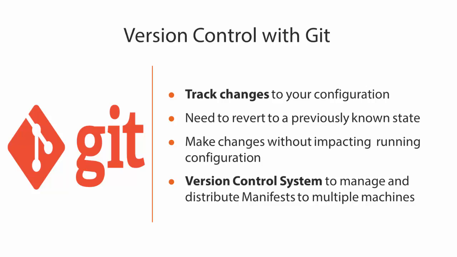I already told you Git is a kind of version control system. In Puppet, Git can be used to manage and distribute manifests to multiple machines, such as Puppet agents. About Git, in Chapter 5, I will cover this topic in detail.